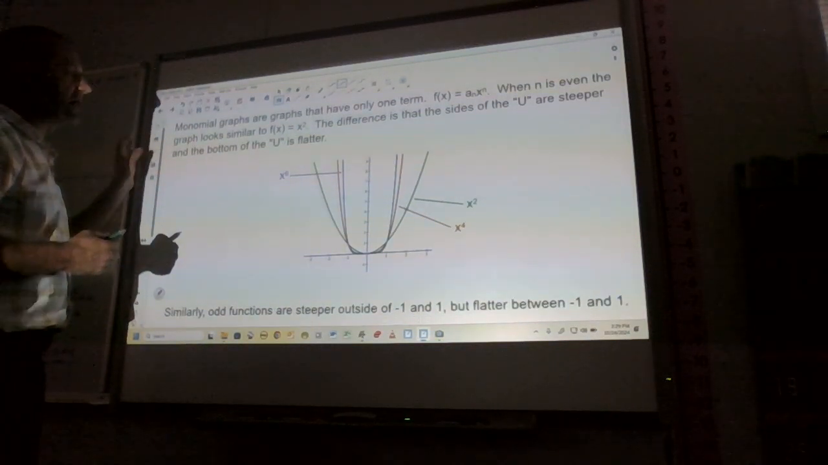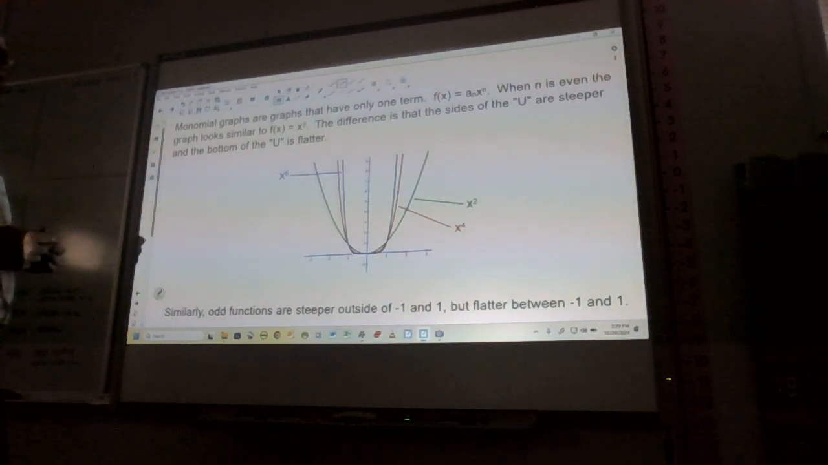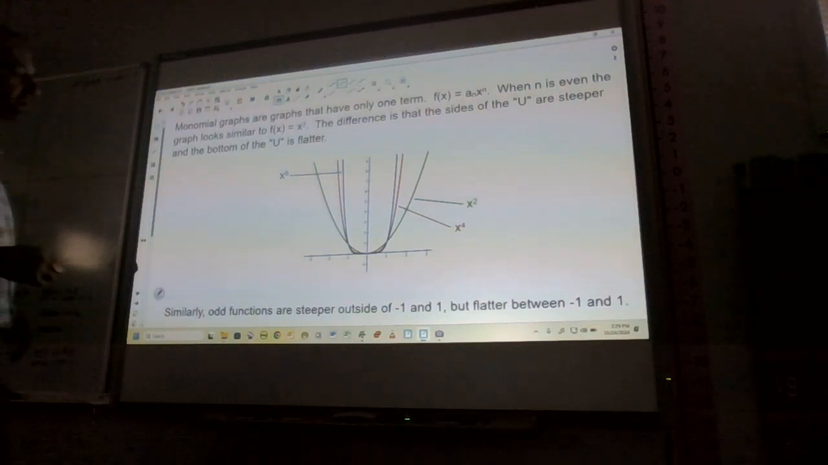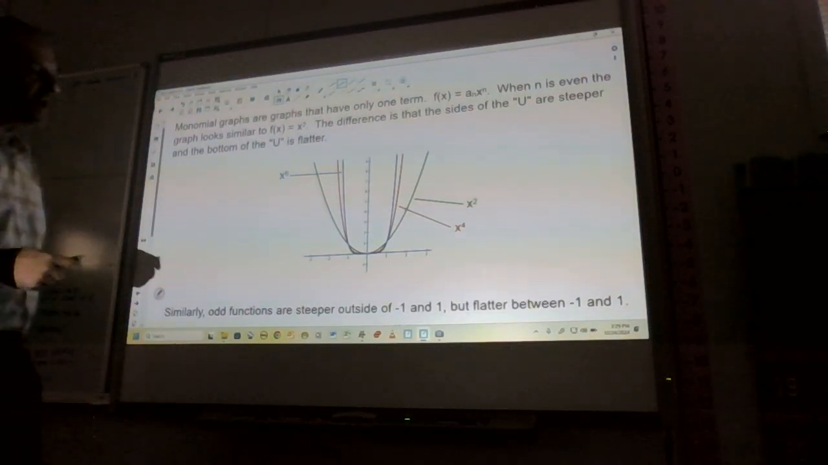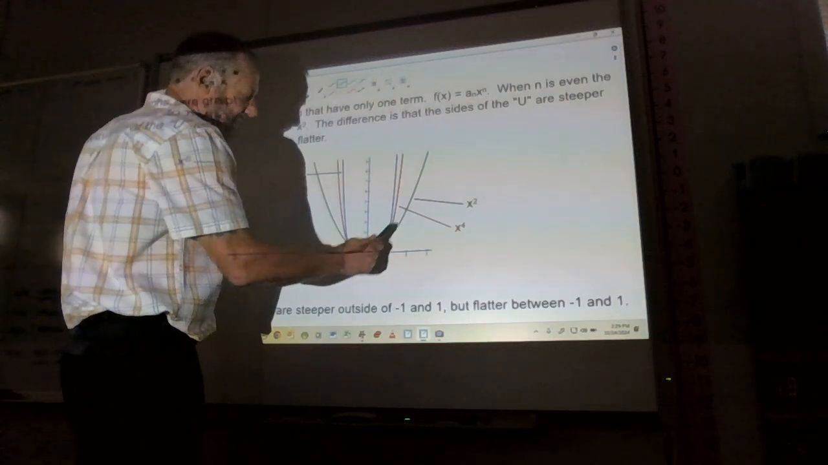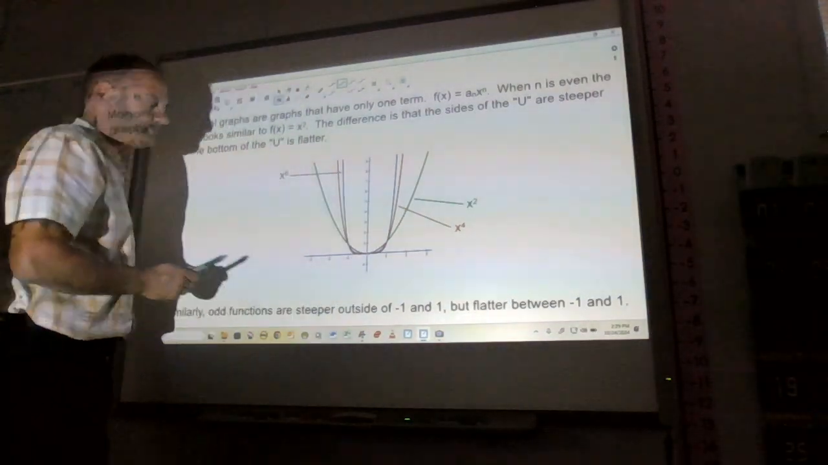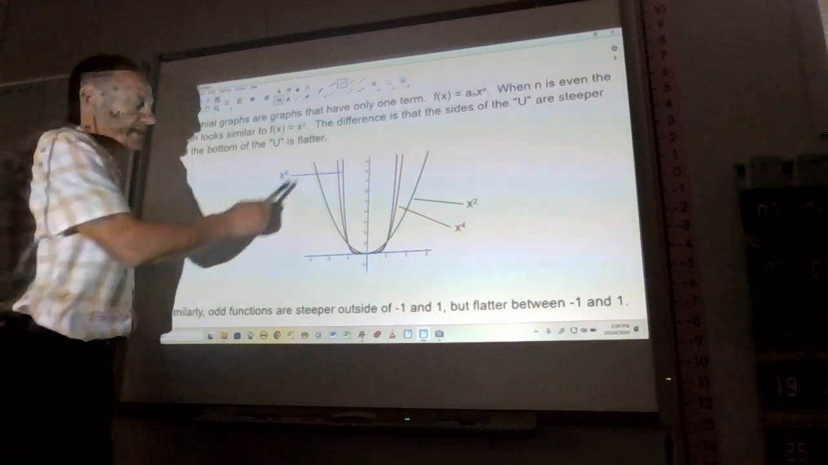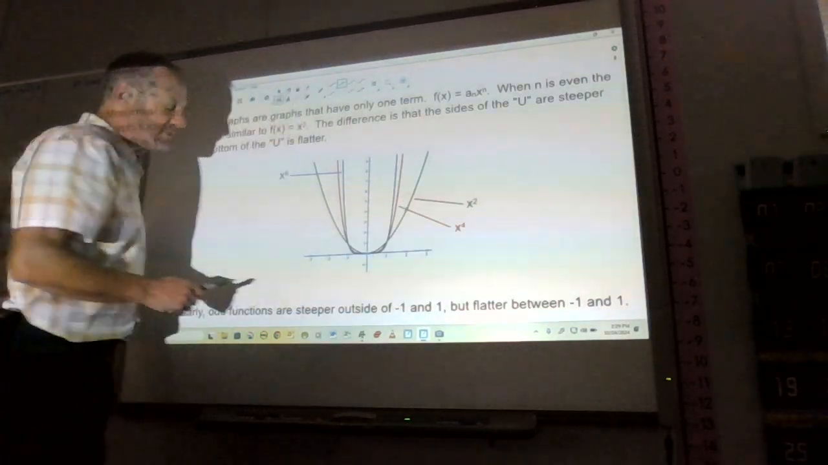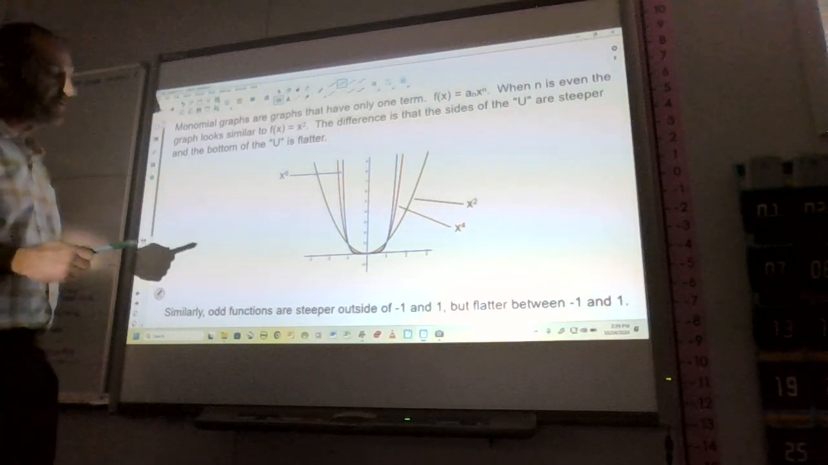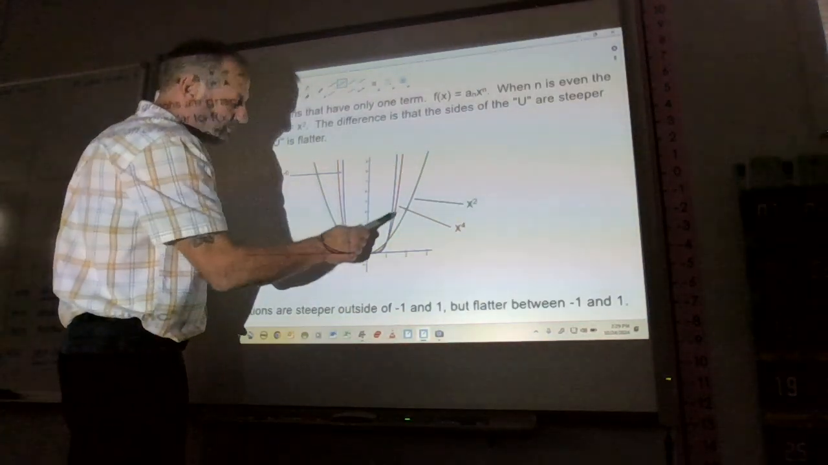Monomial graphs are graphs that only have one term, so they're f of x equals a sub n x to the n. Now, if n is an even number, so this would be things like x to the second, x to the fourth, x to the sixth, you get U-shapes. Now, we've done x squared before. It's a nice parabola that touches right there at 0, 0. It's smooth. It's continuous. Now, x to the fourth is very much like it. The x to the fourth is the red one here.